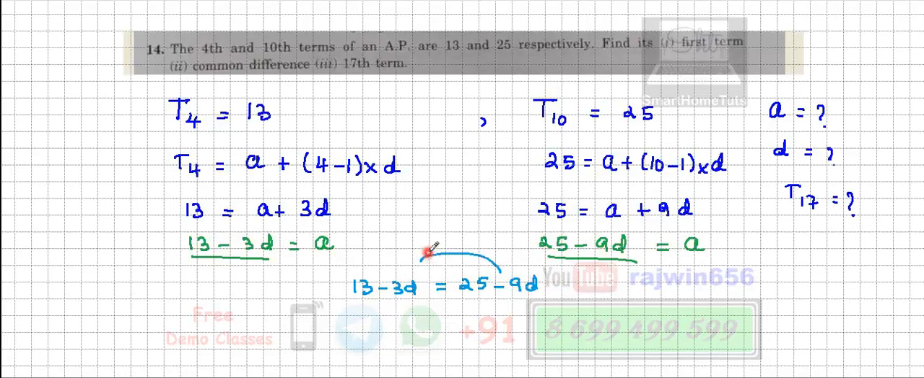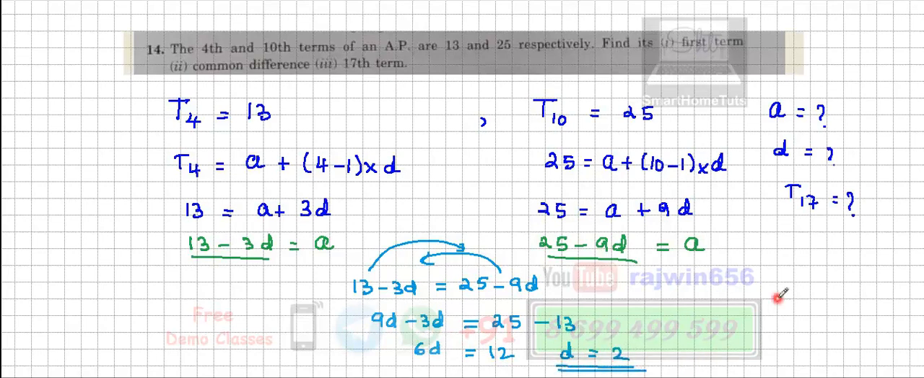I'll bring this 9D over here and take this 13 over there. Minus 9D becomes plus 9D. So 9D minus 3D is equal to 25 minus 13. This becomes 6D is equal to 12. That is D is equal to 2.